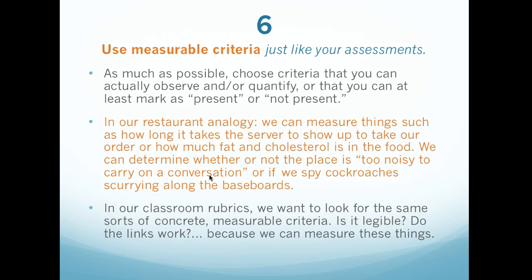As much as possible, choose criteria that you can actually observe and quantify, or that you can at least mark present or not present, that it exists or it doesn't exist. In our restaurant analogy, we can measure things such as how long it takes a server to show up to take our order and how much fat and cholesterol is in the food. That tells you if the server is prompt and if the food is healthy. But instead of saying healthy, you'd say how much fat and cholesterol is in the food. You can determine whether the place is too noisy for carrying on a conversation. If we spy cockroaches scurrying along the baseboards, these things can be observed and measured.